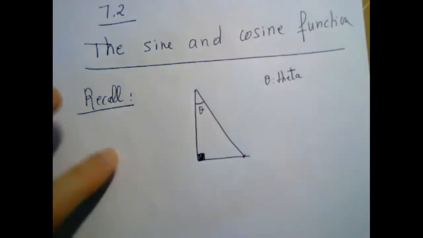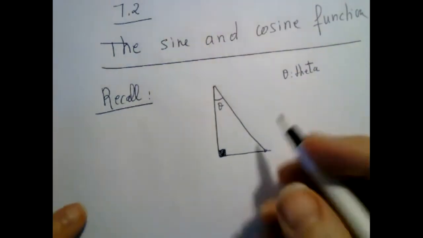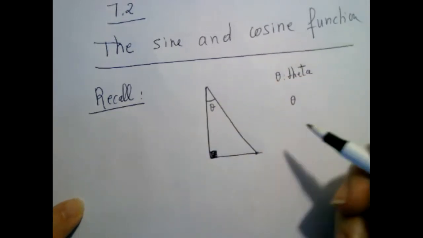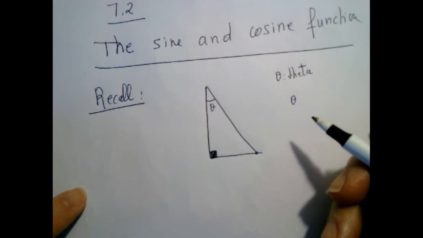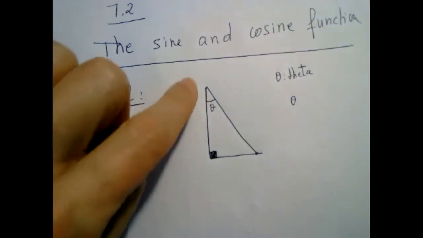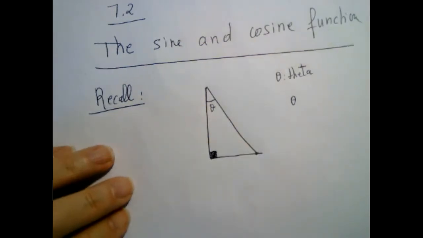All right. Let me ask you a question. First of all, the angle theta, this one, what's the maximum value it can have? What's the maximum value it can have if I am in this right triangle? Anybody? Matthew?